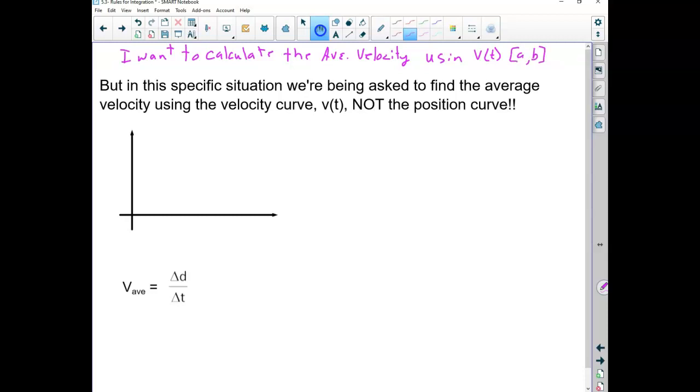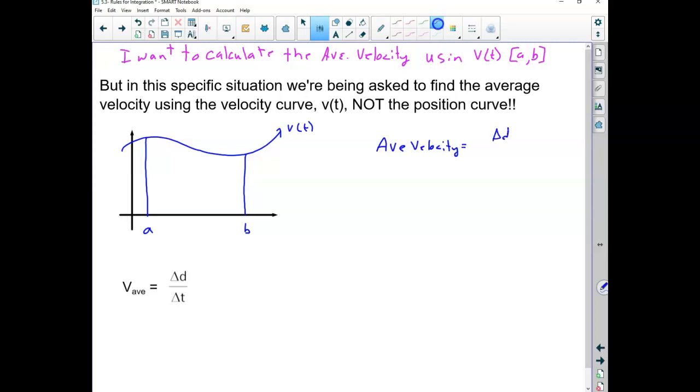Okay, before when we found average velocity, we needed our position function, right? We took our change in position and we divided it by change in time. That gave us our velocity. But now we're kind of changing the game here. We're changing the game because now I have my velocity curve, and I want to be able to find my average velocity in this situation from A to B. Well, it doesn't matter. My average velocity, it still hasn't changed.